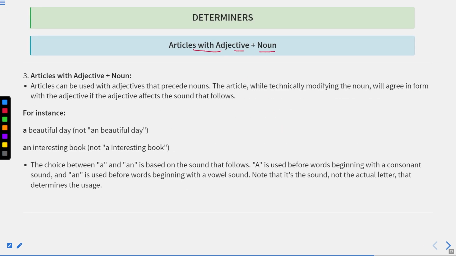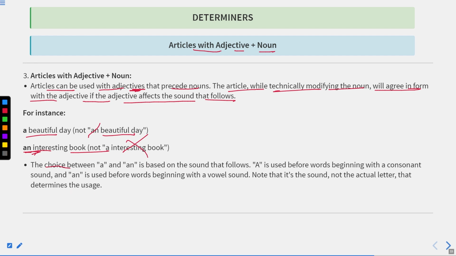Now, articles with adjective plus noun. Articles can be used with adjectives that precede nouns. The article, when technically modifying the noun, will agree in form with the adjective if the adjective affects the sound that follows. For example, a beautiful day, not an beautiful. An interesting book. So interesting, it begins with a vowel sound. That is why we have used an, not a.